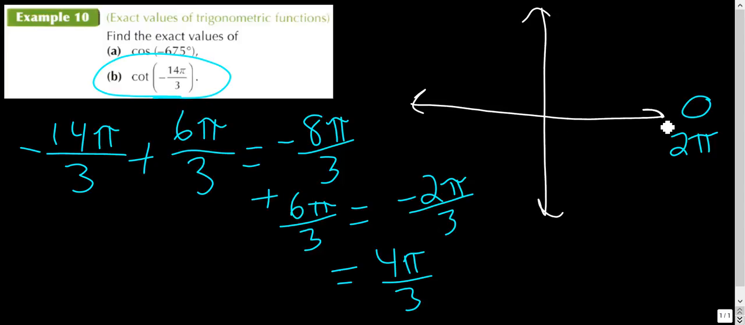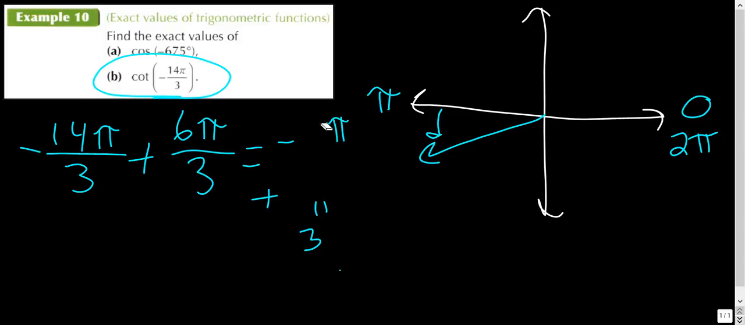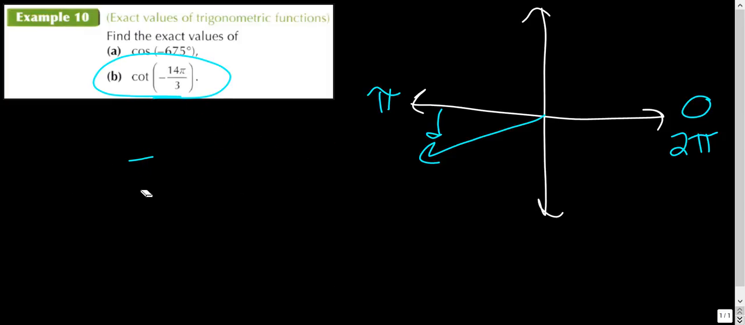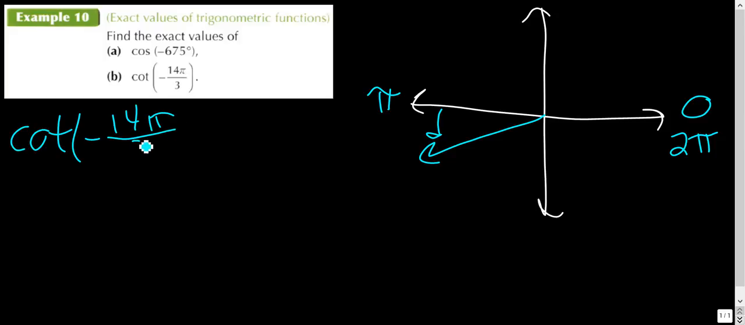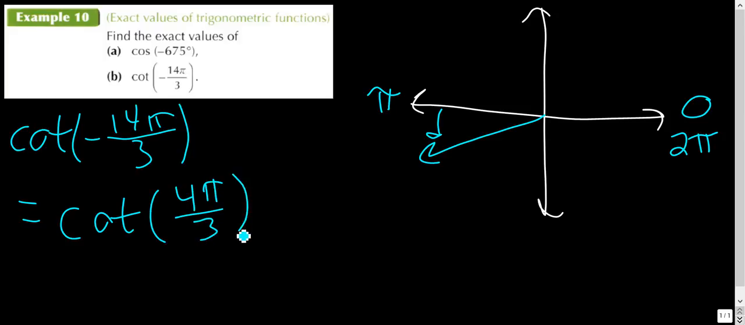4 pi over 3 is down over here, right? Because this is pi, and so I'm a little bit over that. I'm pi over 3 over that. And so I'm down to 4 pi over 3. So my first statement that I want to make is that the cotangent of negative 14 pi over 3 is the same thing as the cotangent of 4 pi over 3. That's the same thing.